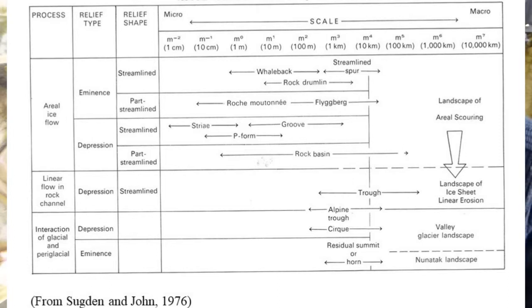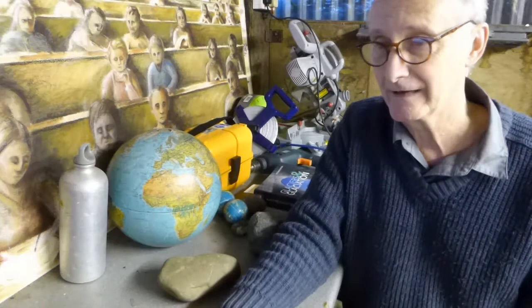And at the right-hand side there, you'll see we're moving out of the category of individual landforms and into the category of landscapes, and they talk about landscapes of areal scouring and landscapes of ice sheet linear erosion and so on. So we can think in terms of different kinds of processes going on, creating different relief forms over a variety of different scales. So as you're reading up on individual process-form relationships, try to put the things that you're reading about into that kind of context.